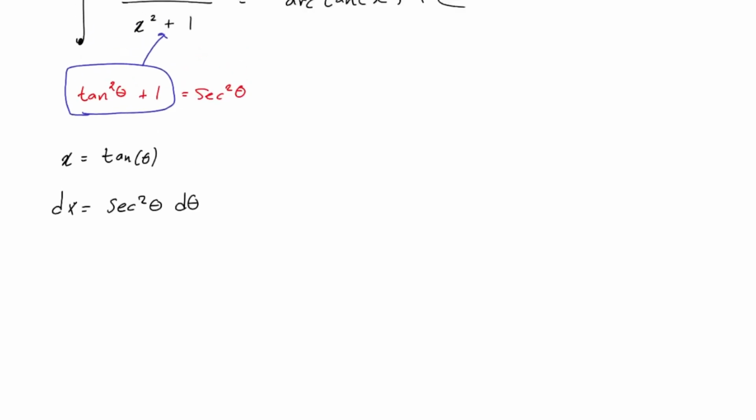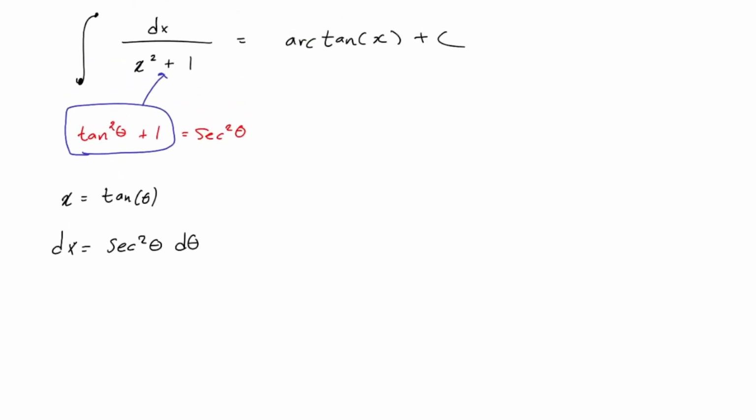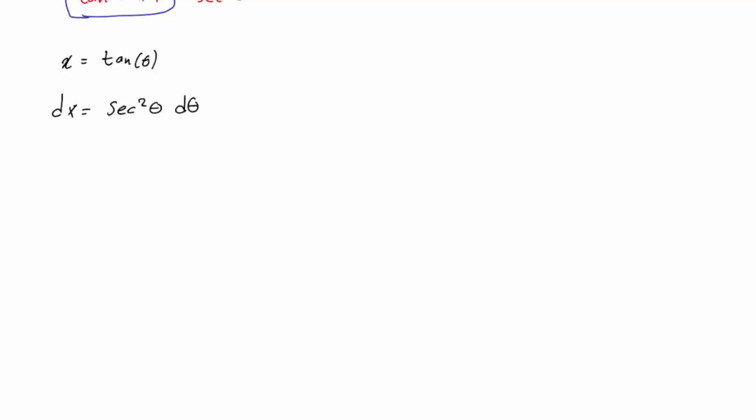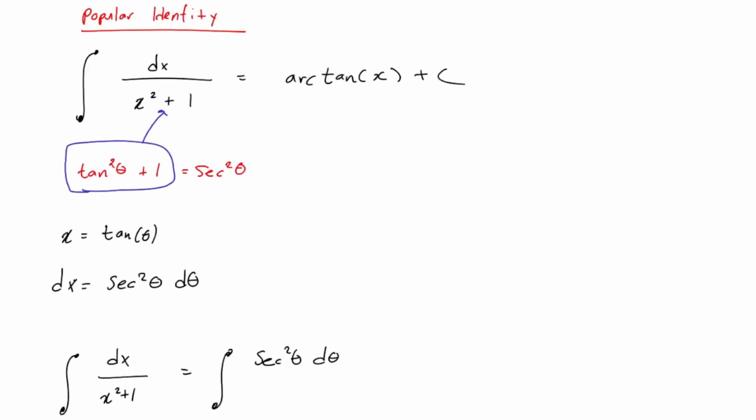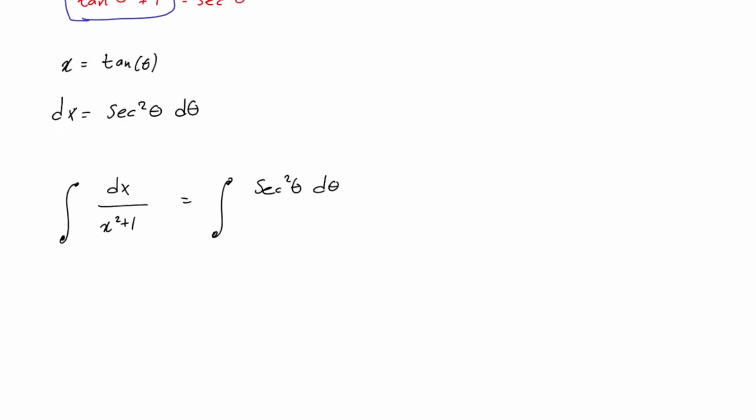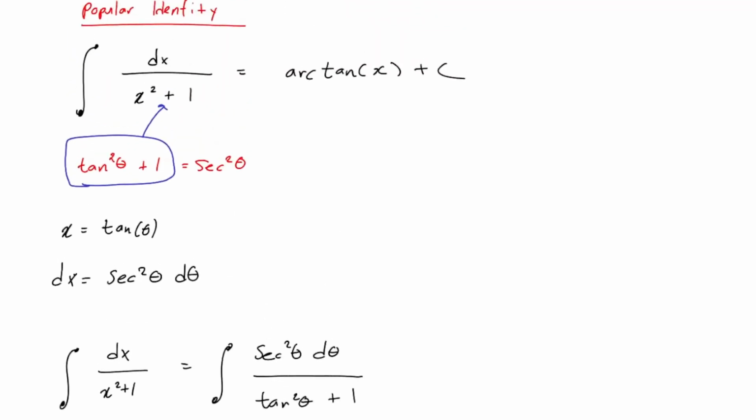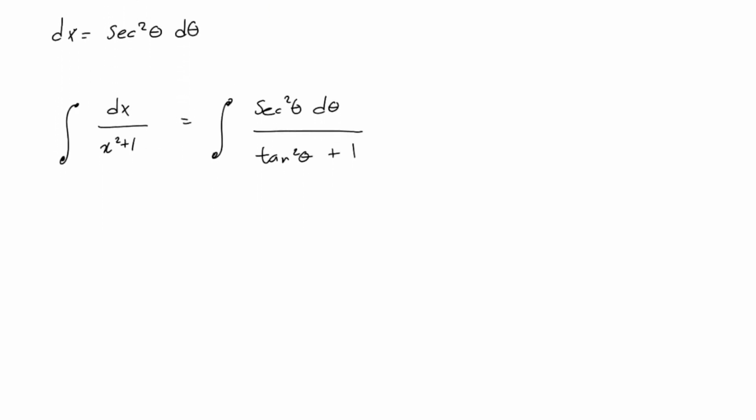Now we can rewrite this integral in terms of our trig sub that we made here. So we would have the integral of dx over x squared plus 1 equaling the integral of sec squared theta d theta, as we have a dx on the top, and at the bottom we're going to have tan squared theta plus 1, as remember x is equal to tan theta. And it'll just be x squared, so tan squared theta plus 1.